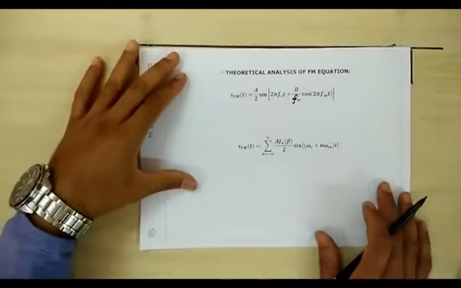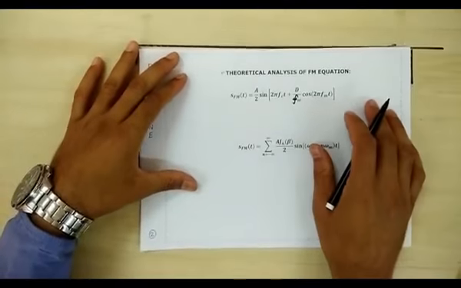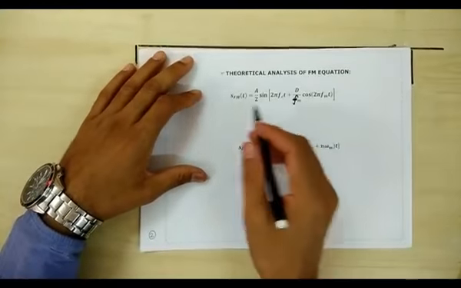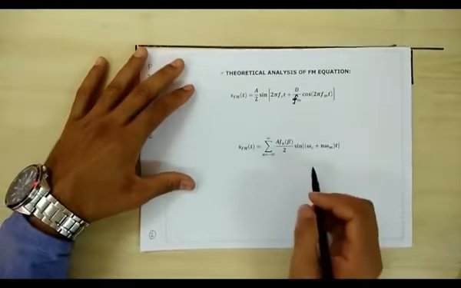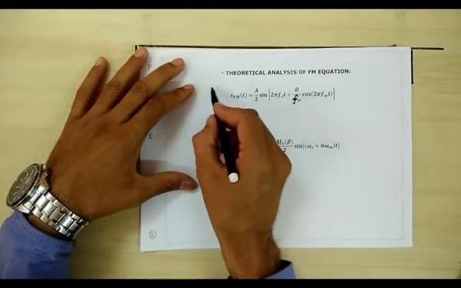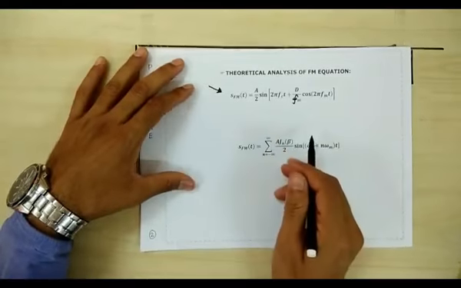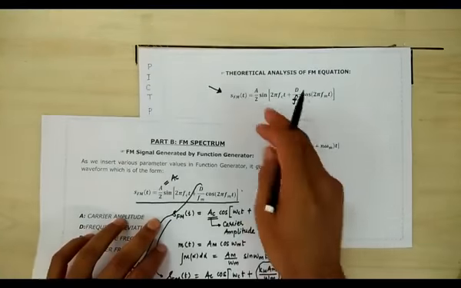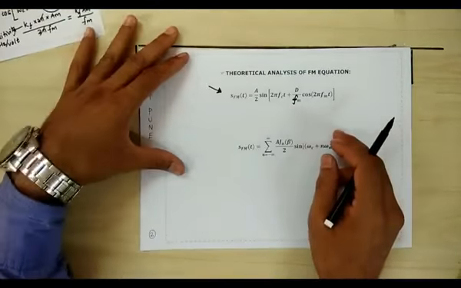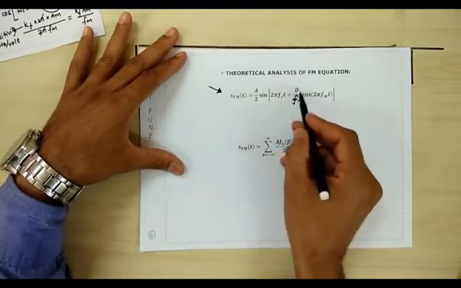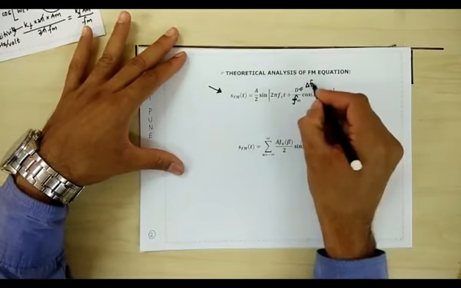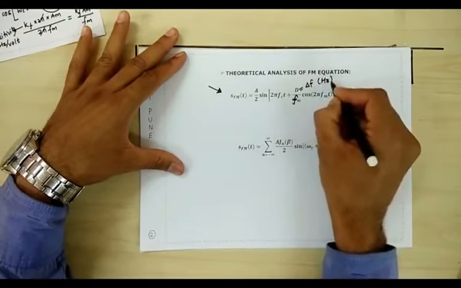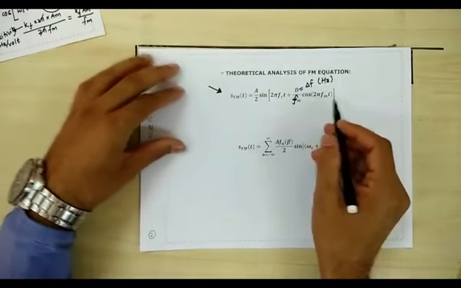So let's do the theoretical analysis of this equation. We have rewritten the equation. This is the equation that we have seen in the first slide. So this is A by 2 sine 2 pi fc t plus D, which is nothing but delta f, and its unit is hertz, cos 2 pi fm t.